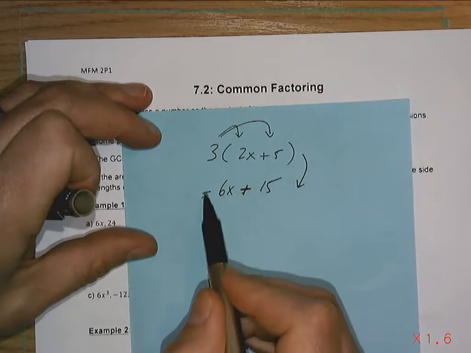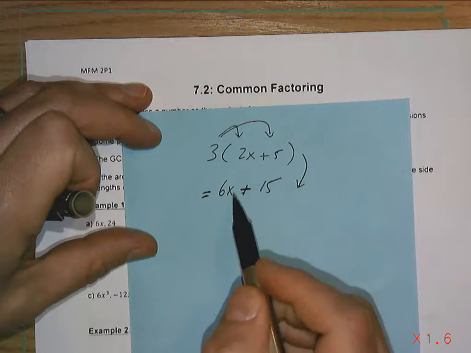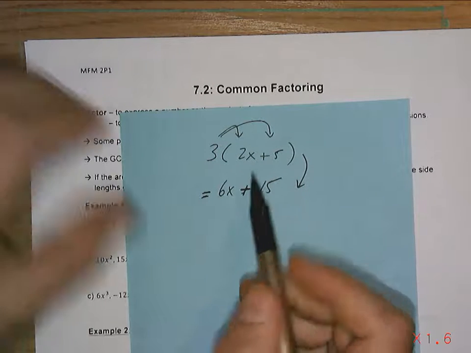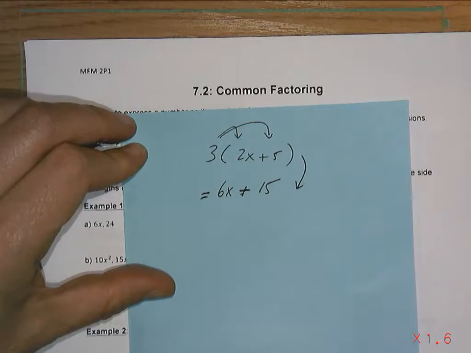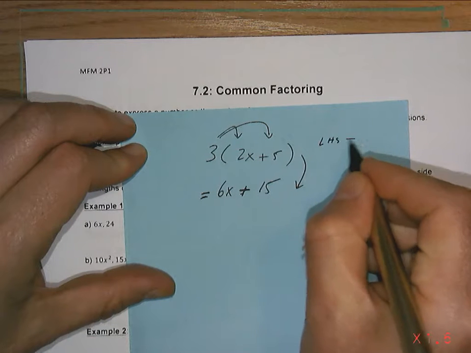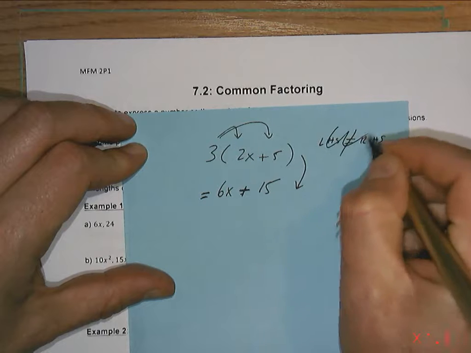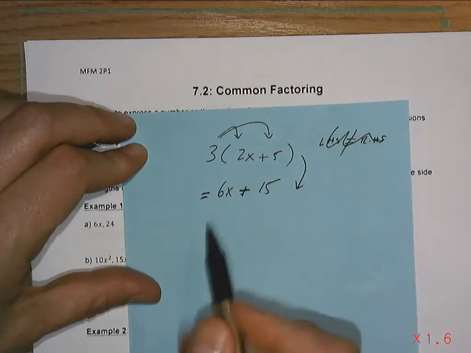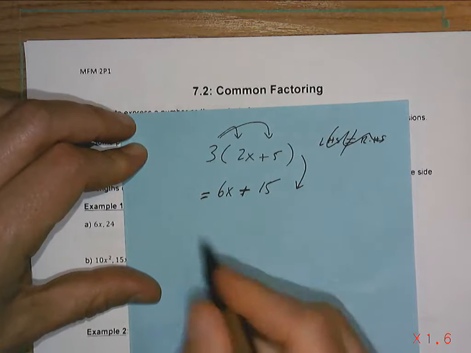Now again, this equal sign does not mean left hand side equals right hand side. I can't move the 15 over. I can't divide by 6. This equal sign simply means that what's above it is equal to what's below it. It is not a left hand side equals a right hand side. That's not what's happening here, okay? We can't try to solve for x or anything like that. It's just a statement.